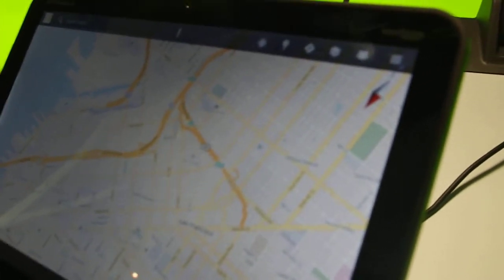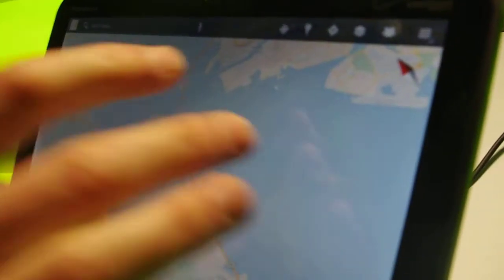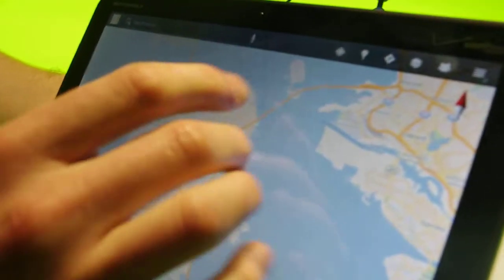So is it completely offline or just parts of it are offline? Well, it tries to do intelligent caching based on the areas that you look at. So we'll cache some of this offline.